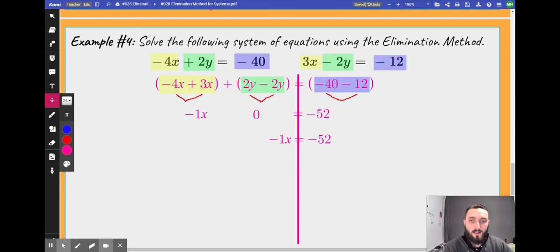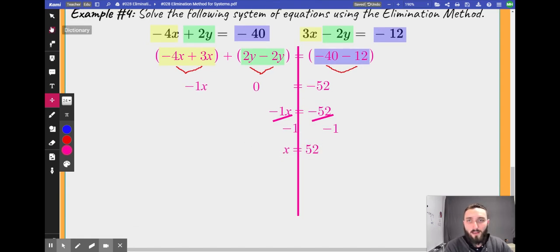Now, if I want to find just x, I've got to get rid of this negative 1. So essentially, I'm dividing by negative 1. And all that dividing by negative 1 does is flip the sign. All right, if you check this in your Desmos calculator, negative 52 divided by negative 1 is just going to give you positive 52. So that tells us that our x here is 52.